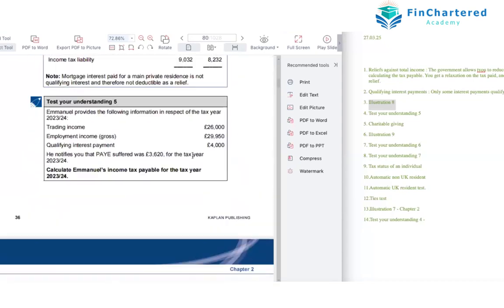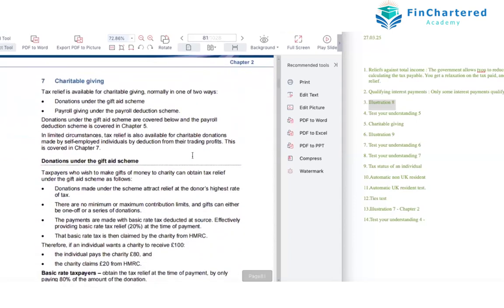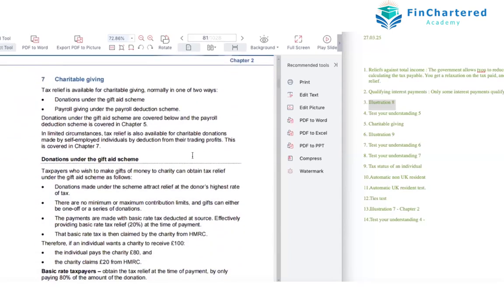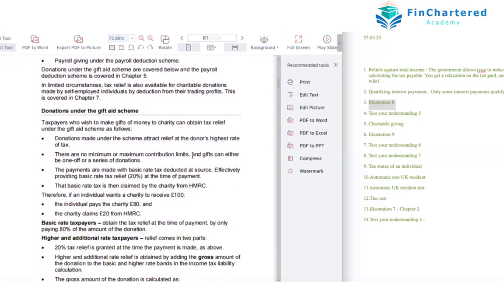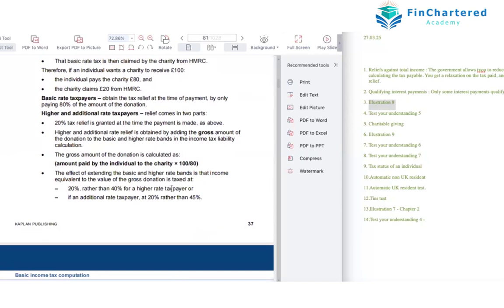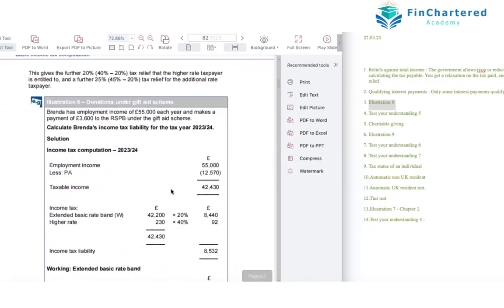Okay. Then we also looked at test your understanding 5, Emmanuel. Charitable giving, I told you again, government encourages charitable activities by giving you relief there as well. And I told you, first relief is a relief which everybody gets. 20% relief everyone gets when they make a charity, when they make the payment. But the higher rate and additional rate taxpayers, they also get a relief while paying taxes, right? And again, today Aditya will make a small note of that and share it with me.